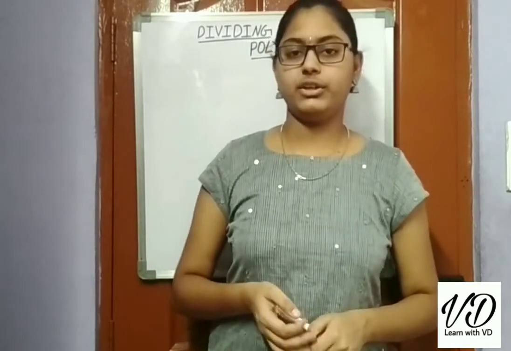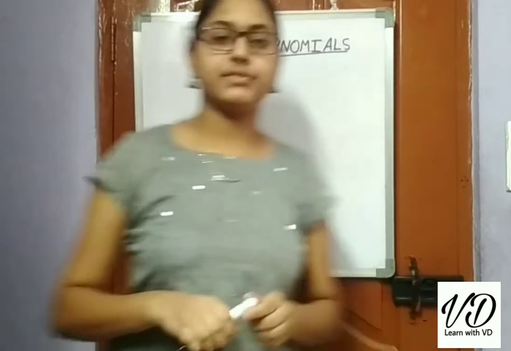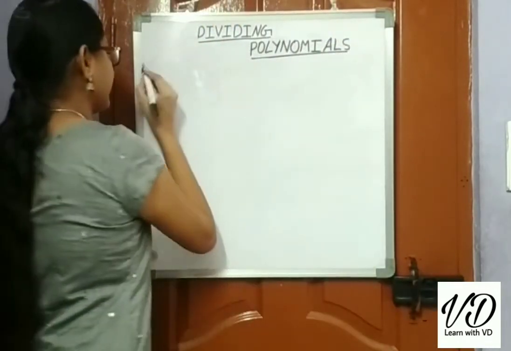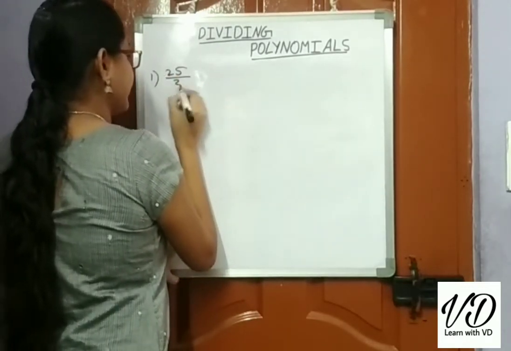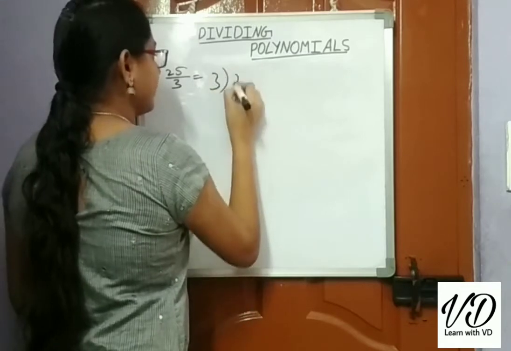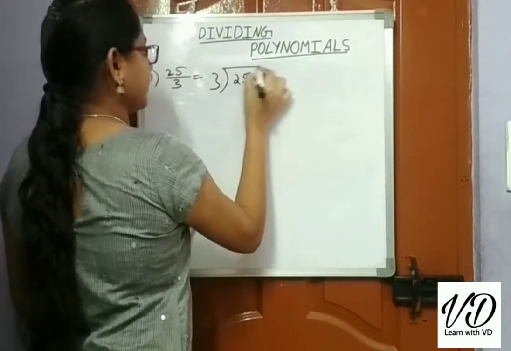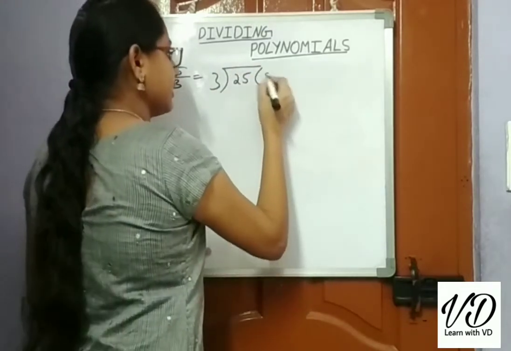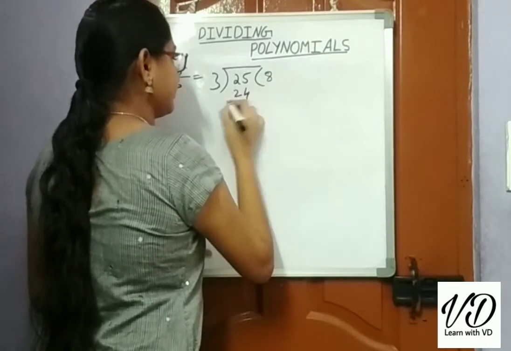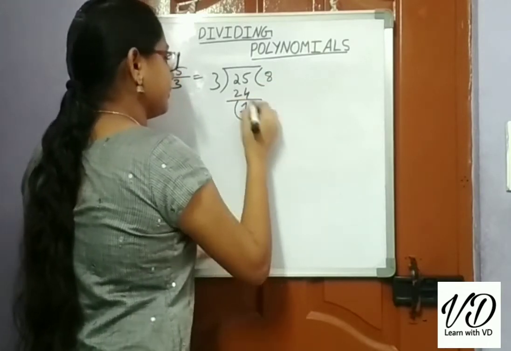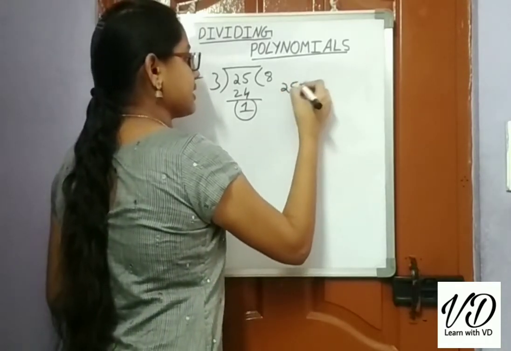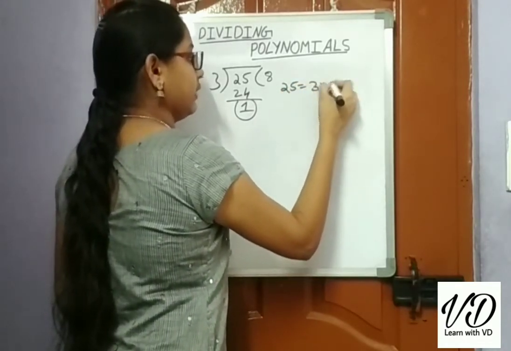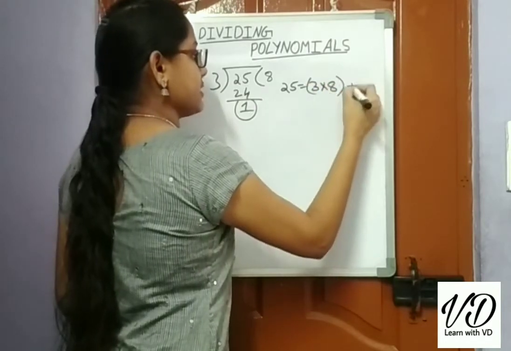Before getting into the video, let's take an example of dividing numbers. Let's take 25 by 3. Here I am dividing 25 by 3. We know 3 eights are 24. We get a 1, and the division will stop here. We can write 25 is equal to 3 into 8 plus 1.